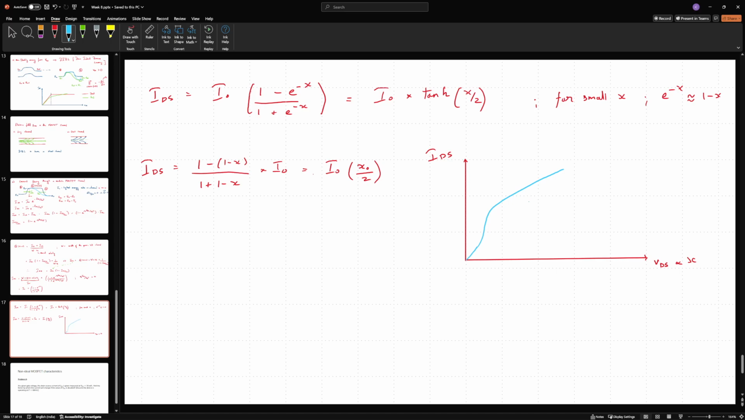Now for a lower VGS, which implies lower charges and lower everything, a similar graph will rise up and go this way. And for a slightly higher VGS, this whole thing will rise faster, more or less this way. So this is VGS1, VGS2, and VGS3.